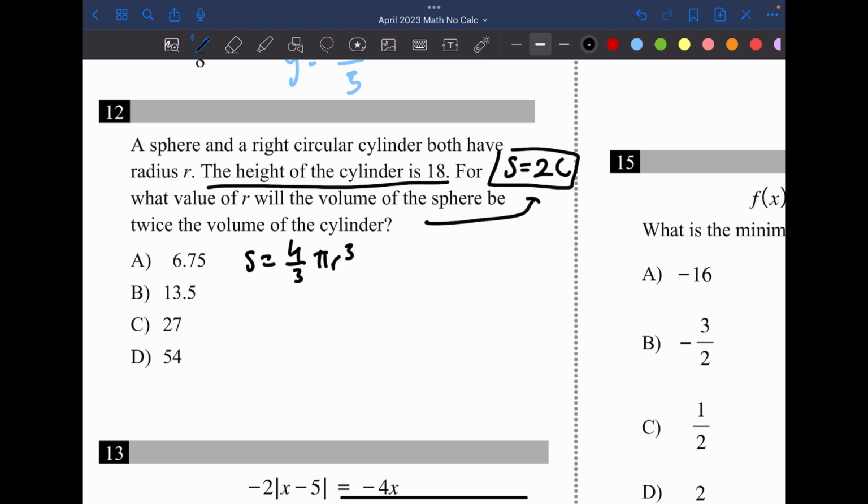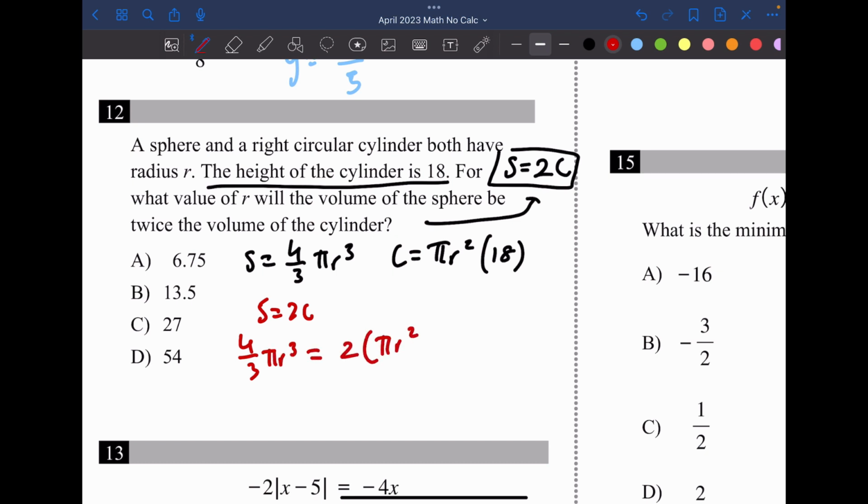Volume of a cylinder, pretty similar, would be equal to pi r squared times the height. And now we know that the height is equal to 18. So instead of saying h, I can say multiply by 18, the exact same thing. After that, we need S to be equal to 2C. I'm going to start doing this in red. So S is equal to 2C. That means we have 4/3 pi r cubed is equal to 2 times pi r squared times 18.